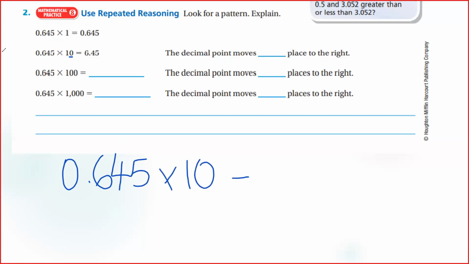So it means I need to move the decimal point. Multiply it by 10 means I have only one zero, so I will move the decimal point one digit. So the number becomes 6.45. So when you multiply 0.645 by 10, the decimal point moves one place to the right, according to how many zeros you multiply the number by.